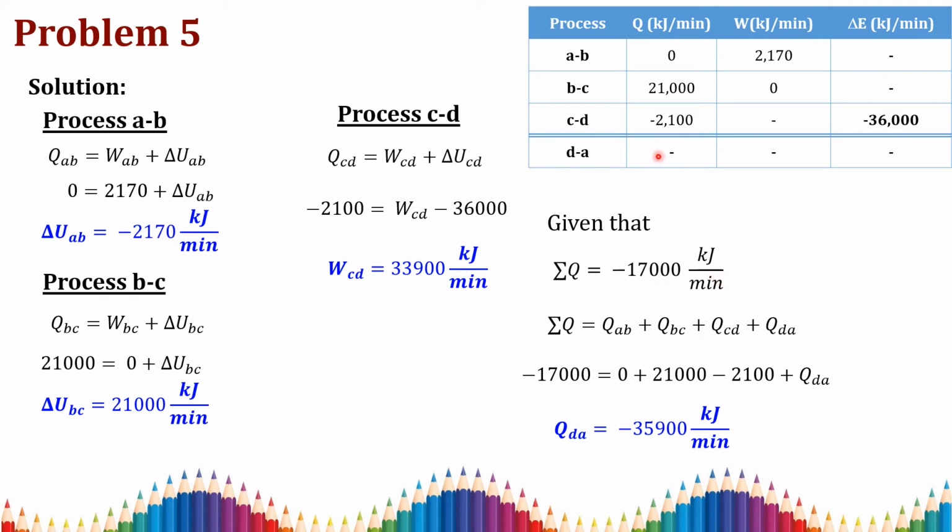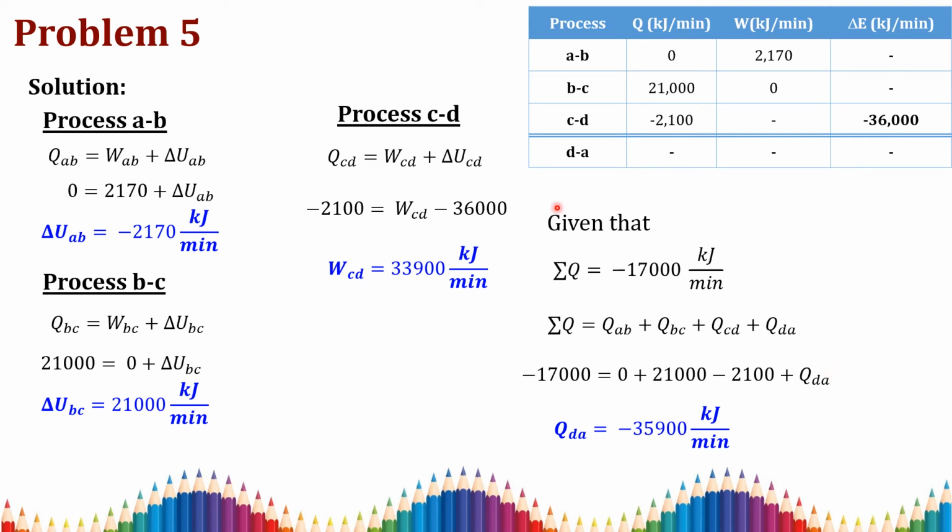But we didn't know this Q of DA value. For that, I am writing summation of Q is Q of AB plus Q of BC plus Q of CD plus Q of DA. We know the summation of Q value. So you write minus 17,000, which is equal to Q of AB is 0, Q of BC is 21,000, and Q of CD is minus 2,100. We need to find Q of DA. By solving this equation, Q of DA equals minus 35,900 kilojoule per minute.